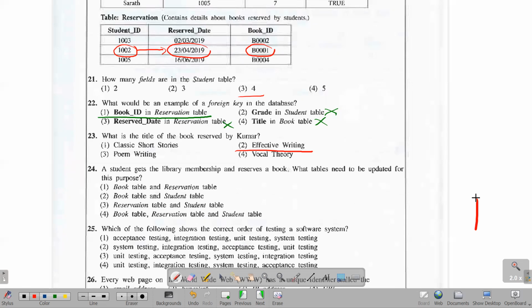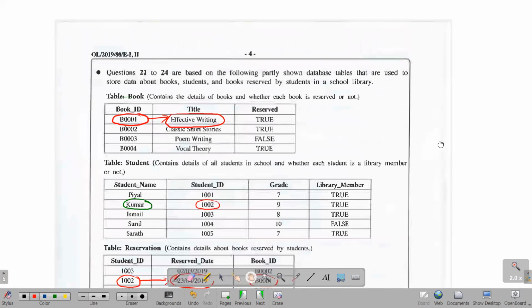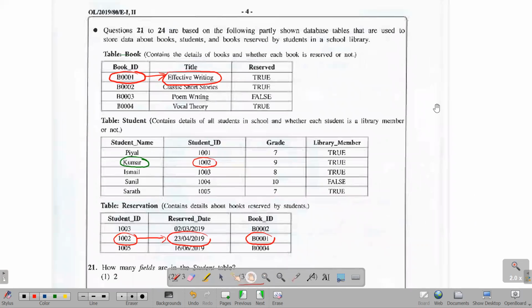24th. A student gets a library membership and reserves a book. What table needs to be updated for this purpose? So a student gets the library membership and reserves a book, right? If he gets the library membership, that means this particular column, the library member column, should be updated in the student table.